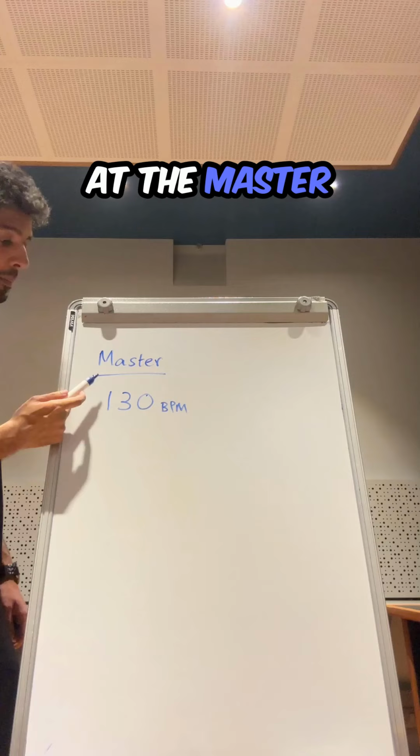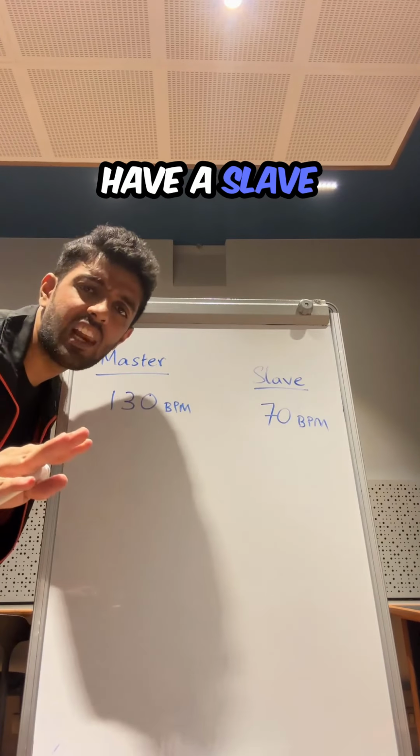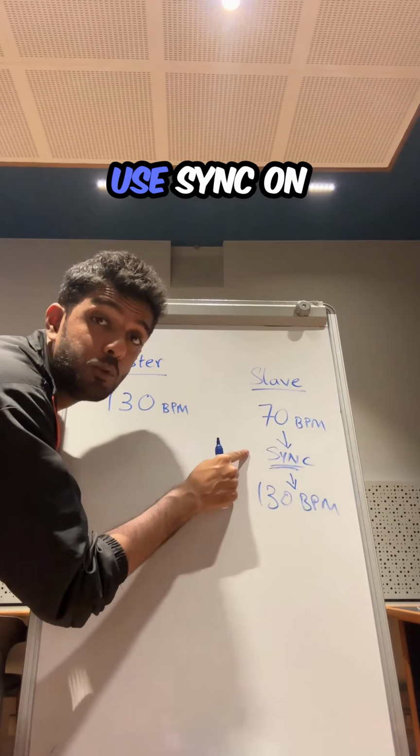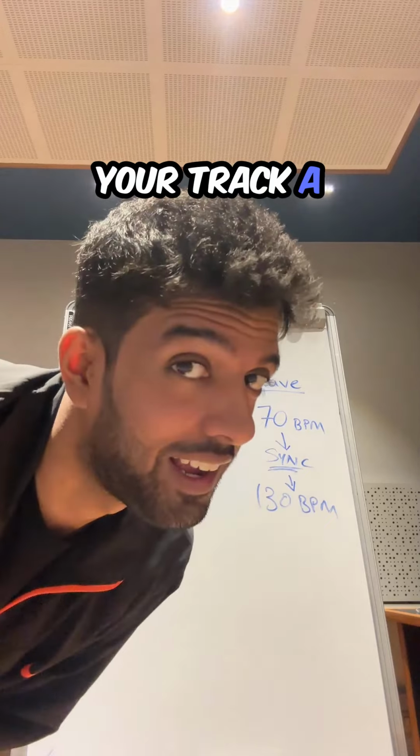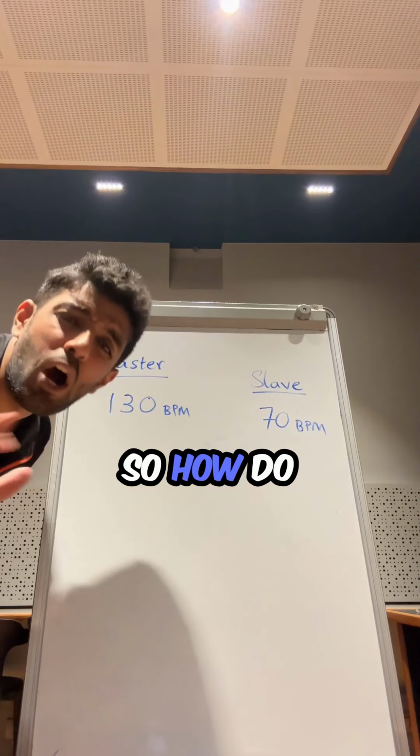So if you have a song at the master that's at 130 BPM and you have a slave track at 70 BPM, if you were to use sync on the slave track, it would go up to 130 BPM just like the master, which would speed up your track a lot. And that is what happened to Grimes. So how do you solve this problem?